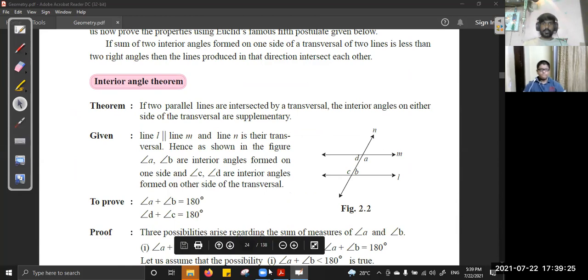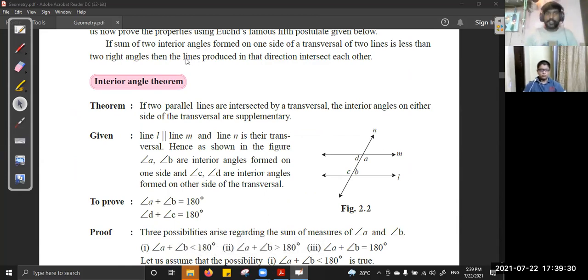Next is a theorem. We'll not do the proof of the theorem. We'll wait and see what your school does. If your school does the proof, then you tell me, and we'll study the proof properly. But for now, we'll just see what the theorem is telling us. What is the result of the theorem? We'll just see that.